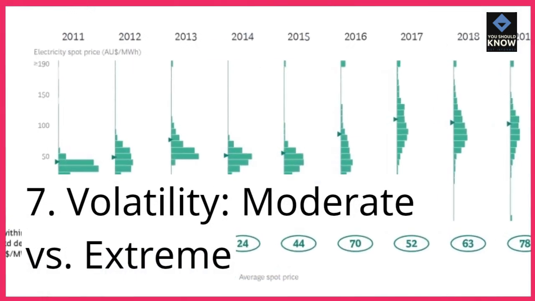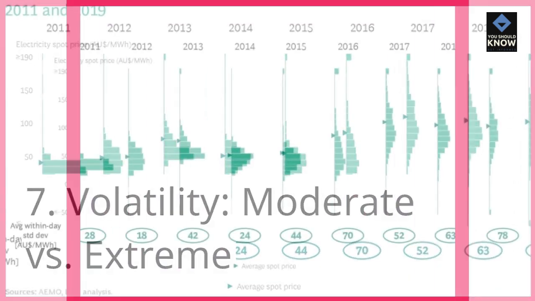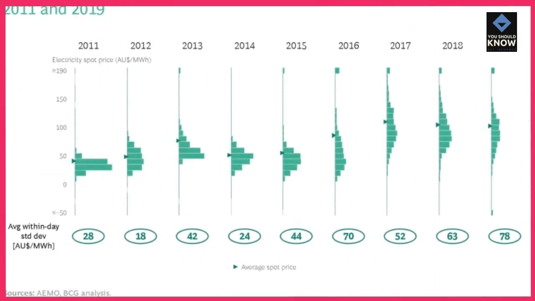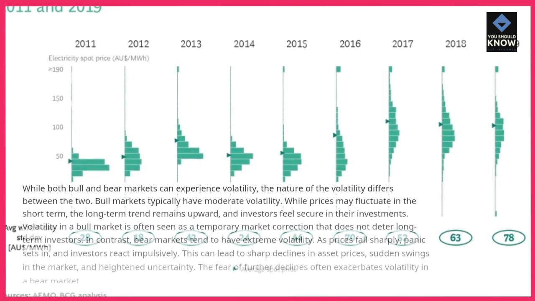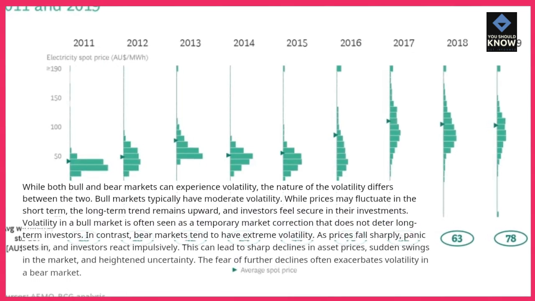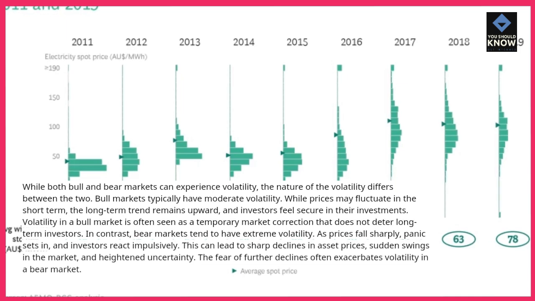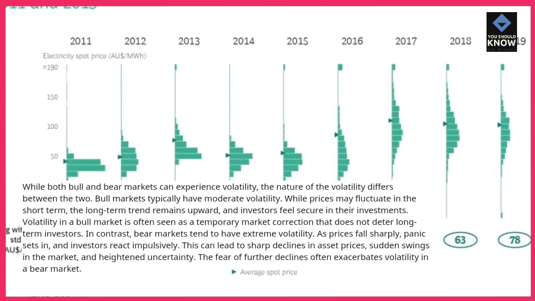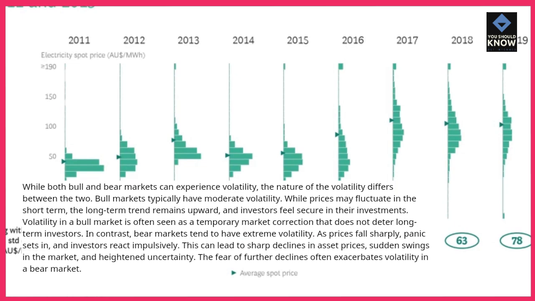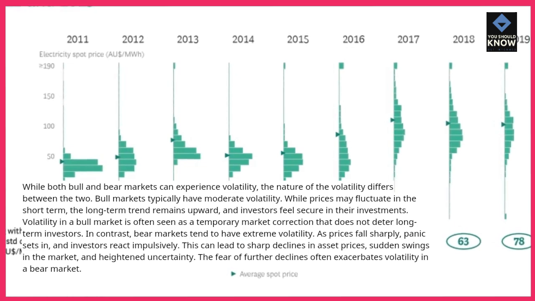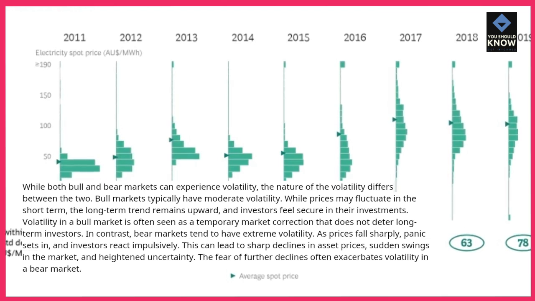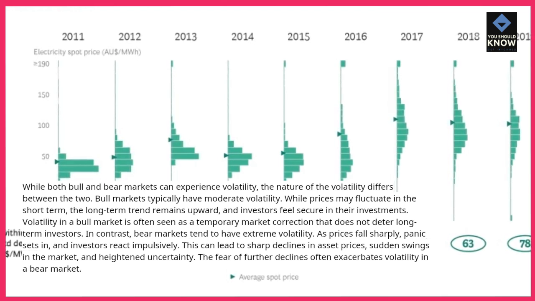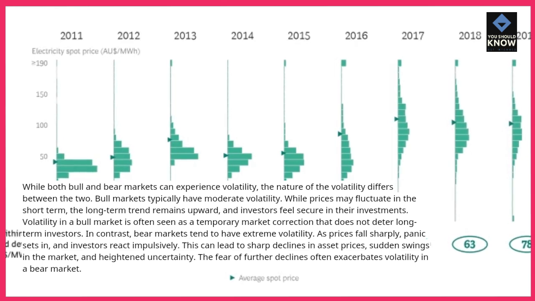7. Volatility. Moderate versus extreme. While both bull and bear markets can experience volatility, the nature of the volatility differs between the two. Bull markets typically have moderate volatility. While prices may fluctuate in the short term, the long-term trend remains upward, and investors feel secure in their investments. Volatility in a bull market is often seen as a temporary market correction that does not deter long-term investors.